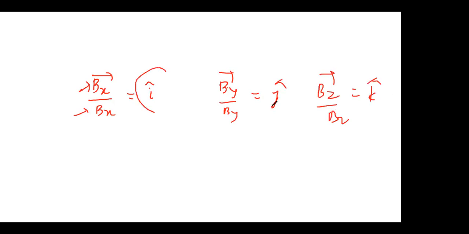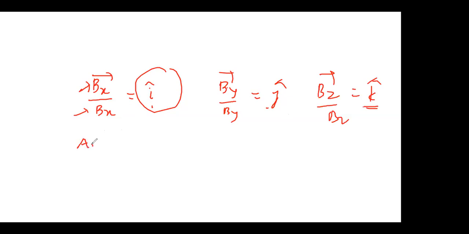What is i cap called? Unit vector along the x-axis. And j cap? Unit vector along the y-axis. And k cap? Unit vector along the z-axis. So x, y, z.